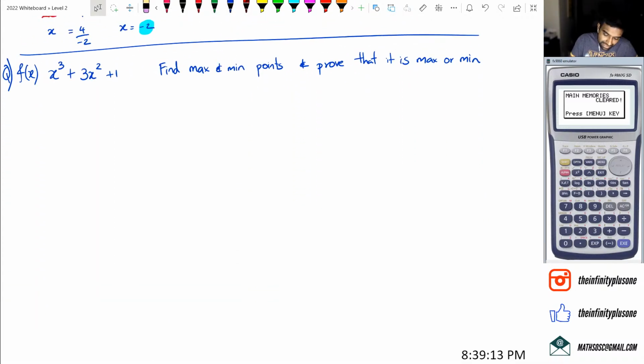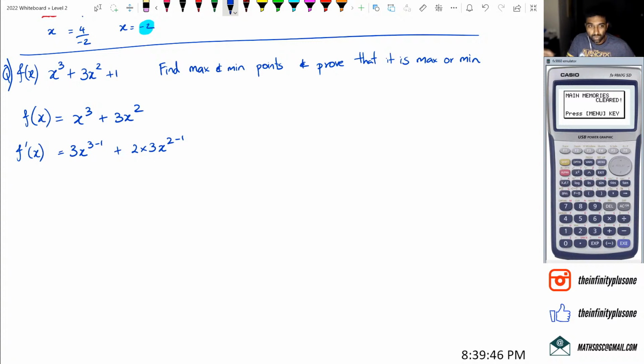Hansana, let's actually do this step by step. We've got f of x is equal to x cubed plus 3x squared. So we're going to differentiate this. When we differentiate, we bring the power to the front, so we've got 3x and take one away from the power. Then for the second term, we bring the power down, so we've got 2 times 3x to the power of 2 take away 1. And of course the plus 1 is just a constant, so it's going to disappear. So really we've got 3x squared plus 6x. Now what is it, Hansana?